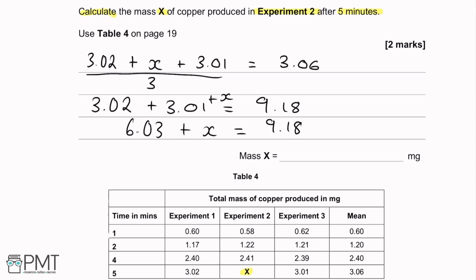So therefore, X is 9.18 minus 6.03, which if you type in your calculator, gets you 3.15 milligrams. And that is the correct answer for 2 marks. You would have gained 1 mark for constructing this correct equation using the mean. And then the 2nd mark comes for having the correct answer.